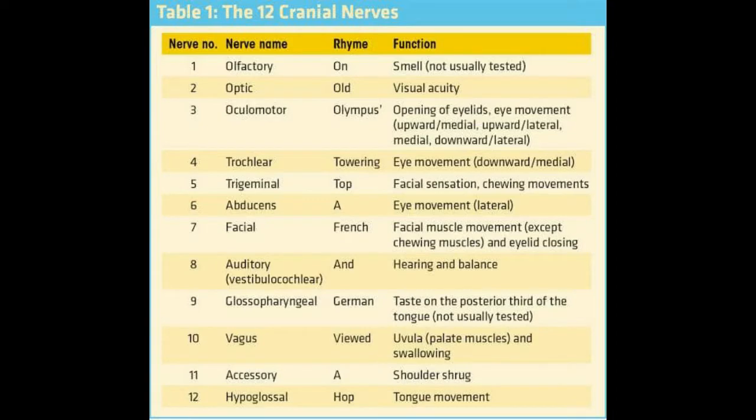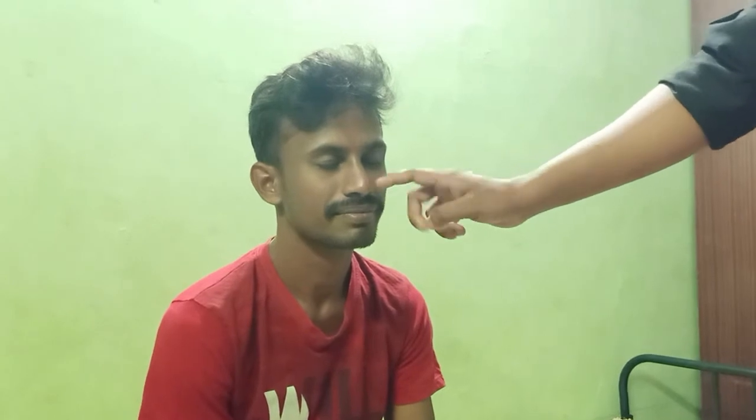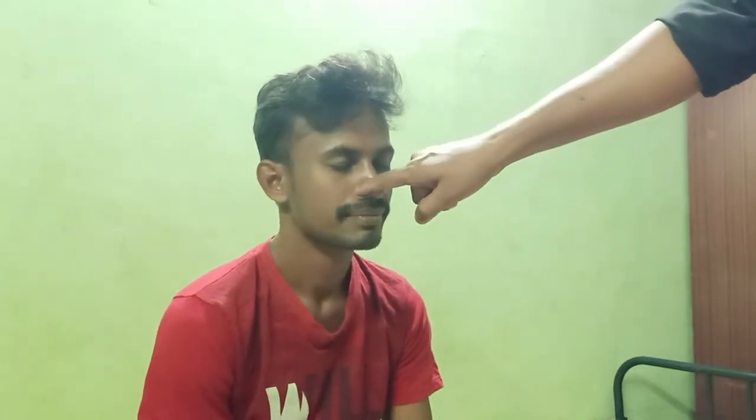Today we are going to see about the examination of cranial nerves. Test the sense of smell by presenting the patient with familiar non-irritating odors. First, make sure that each nostril passage is patent by compressing one side of the nose and asking the patient to sniff through the other.